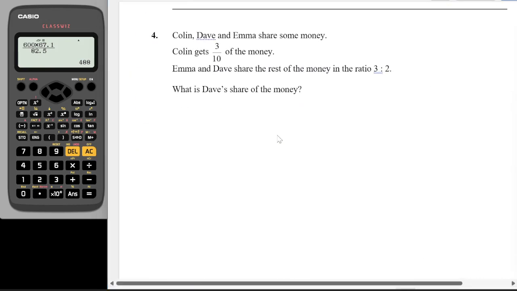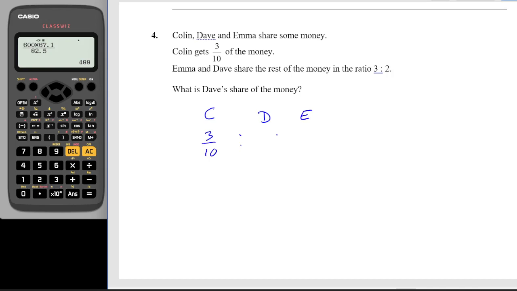Okay, question 4. Colin, David and Emma, I'm going to call them C, D and E. So normally I'd say read it 3 times. I'm going to extract the information out of it there, C, D and E. So Colin gets 2 monies, so 3 over 10. Meaning that the other 2 get a combined share of 7 over 10.